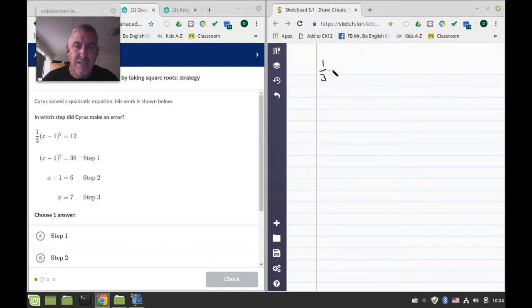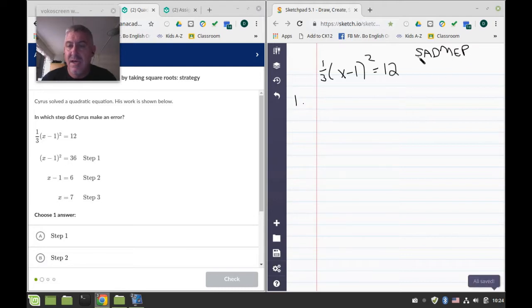And we'll do it right, and then after we do it correctly, we can see what the mistake is. All right, so our step 1, add and subtract. I don't really have anything to add and subtract here. Divide and multiply. Oh, I have 1/3, so I'm going to multiply by 3.